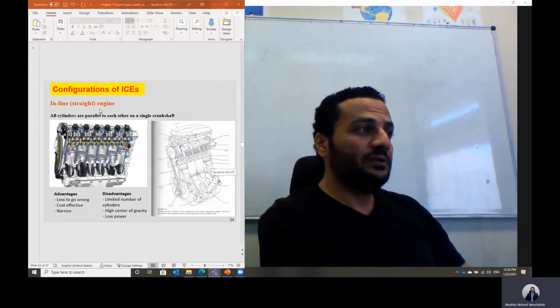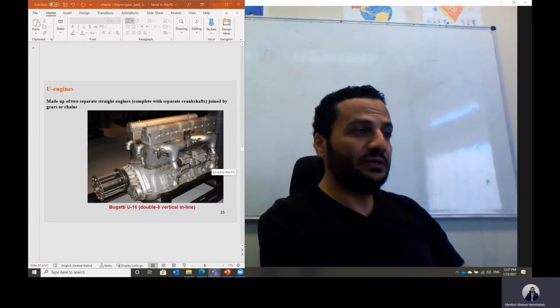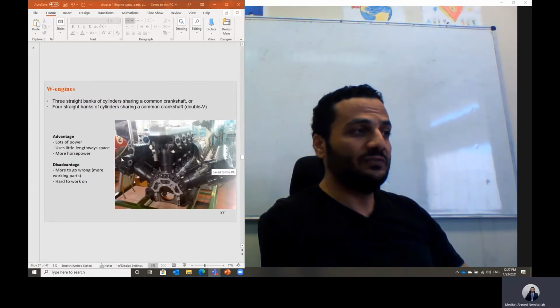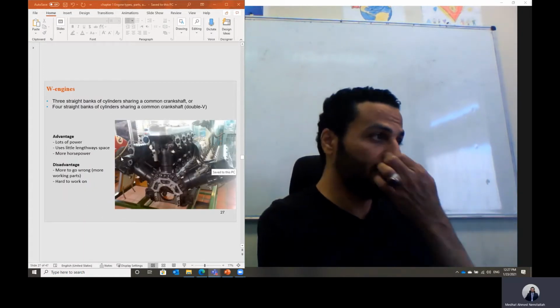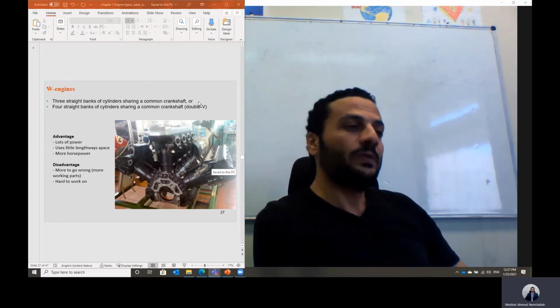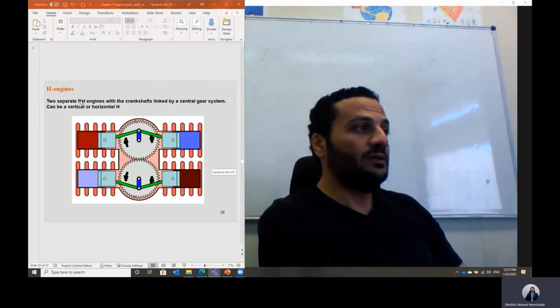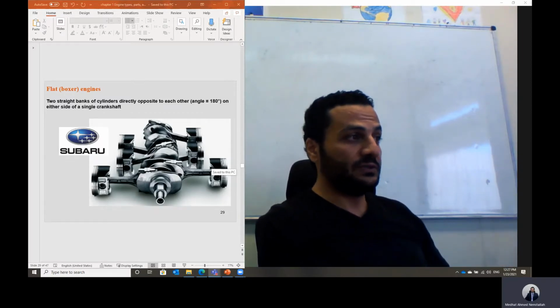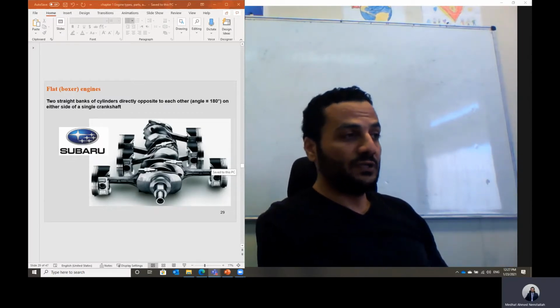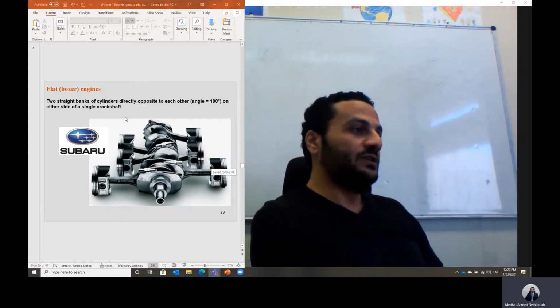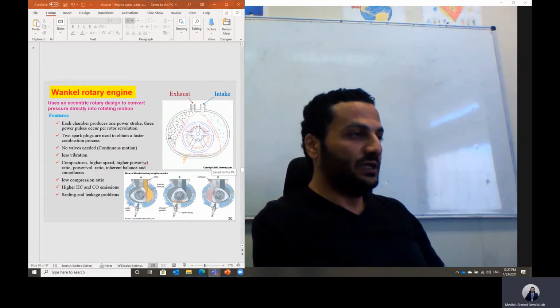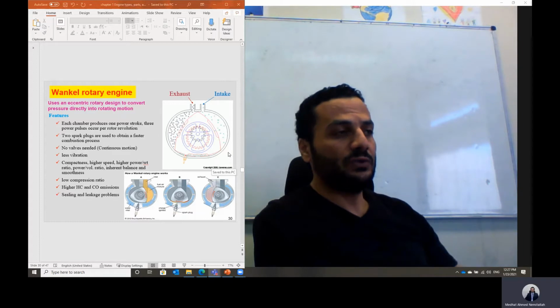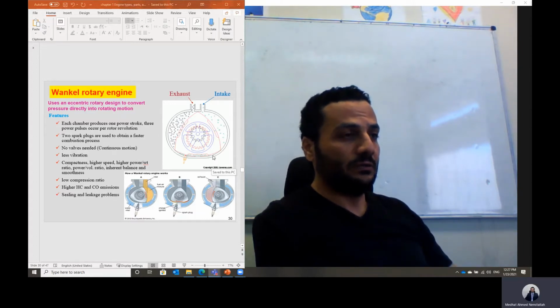We talked about the configuration of the engine. It can be configured in line, U shape, V shape in the case of heavy duty engines, and W shape, or what we call the double V engine, the H engine, and in the case of super cars we also have the flat boxer or flat engine. We have two opposite inline banks of cylinders opposite to each other, forming one engine. We talked also about the special case of internal combustion engine, which is the Wankel rotary engine.